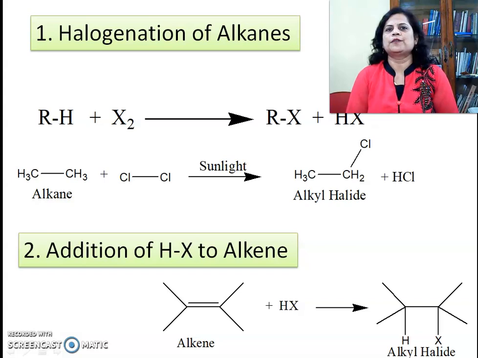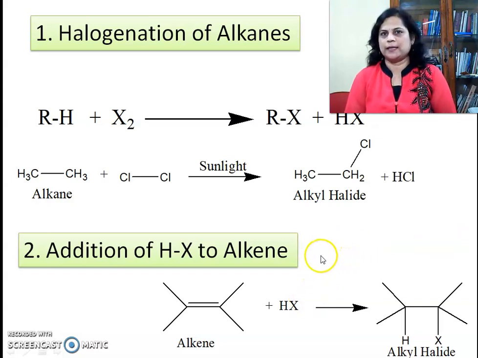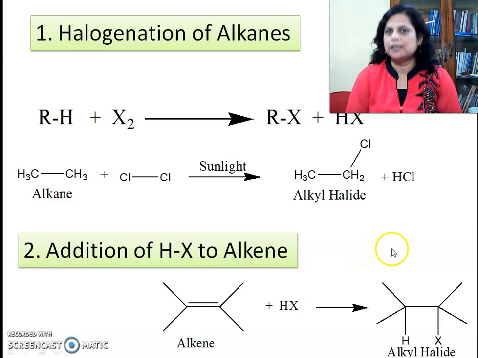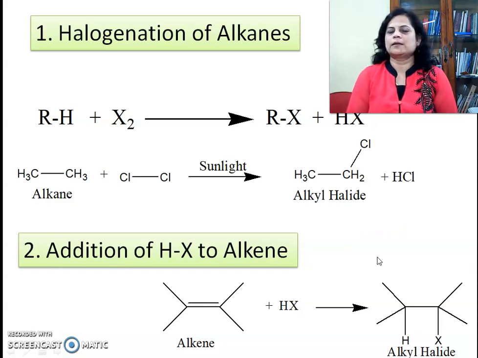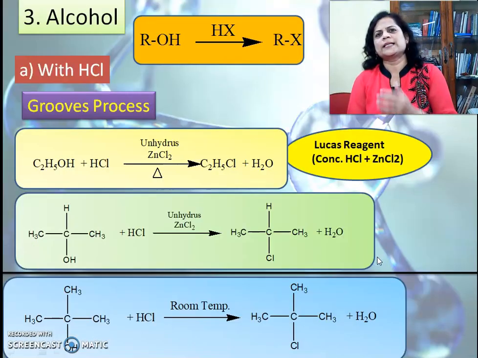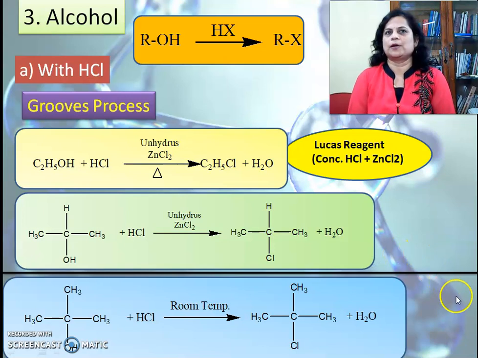The addition of HX to alkene is a very important method for the preparation of alkyl halide. You have studied that method in the 11th standard, the addition of HX to the alkene according to the Markovnikov and anti-Markovnikov rule. So the next method is from alcohol.